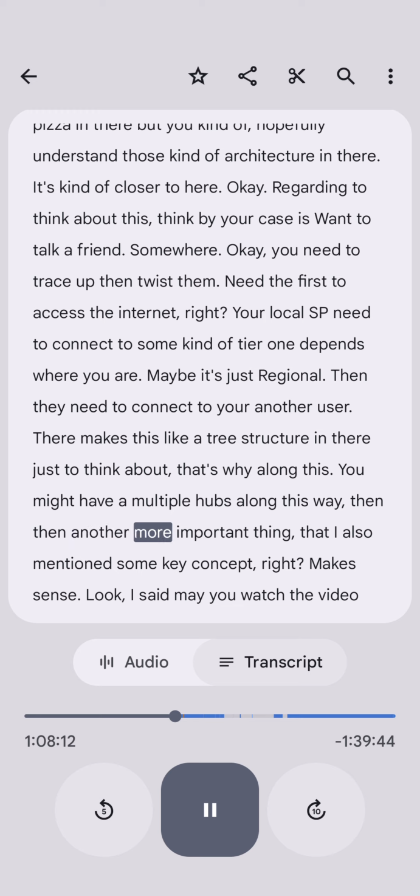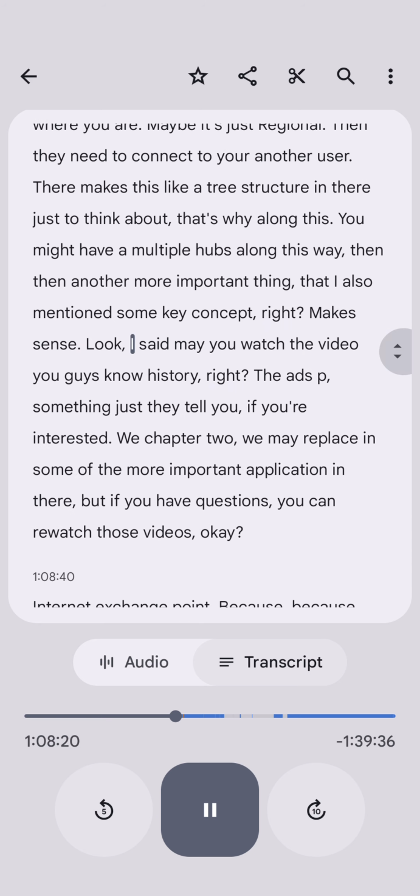Then another important thing that was also mentioned, some key concepts like peering. Makes sense? Guys, when you watched the video, you noticed, right? Later on, if you're interested, in chapter 2 we may revisit some of the more important applications. But if you have questions, you can rewatch those videos, okay?